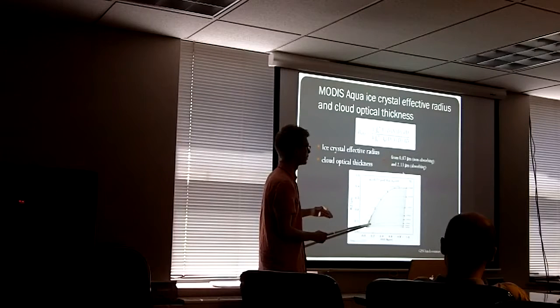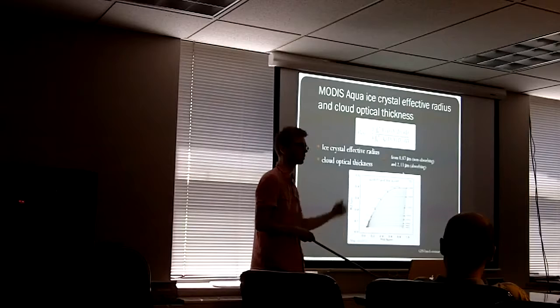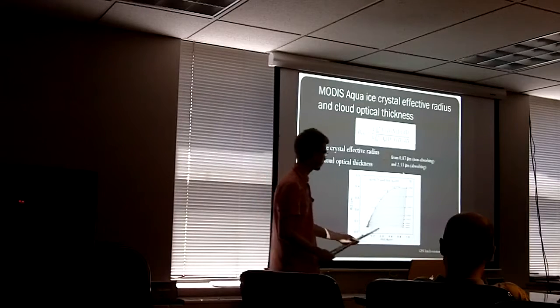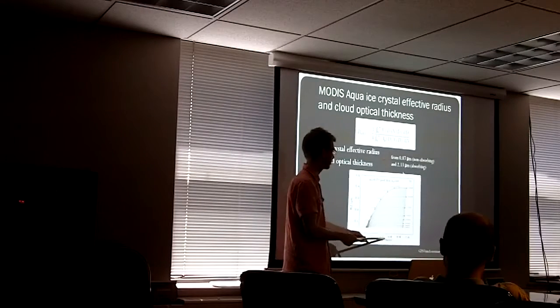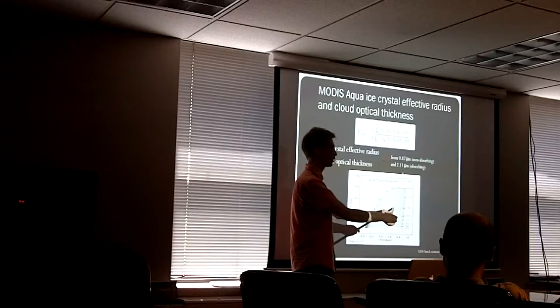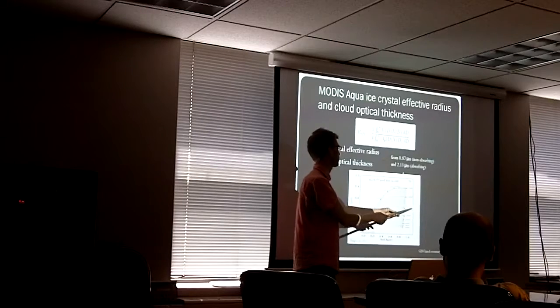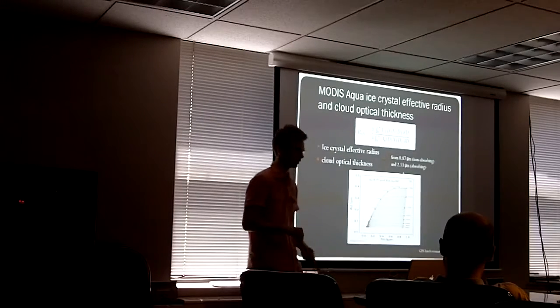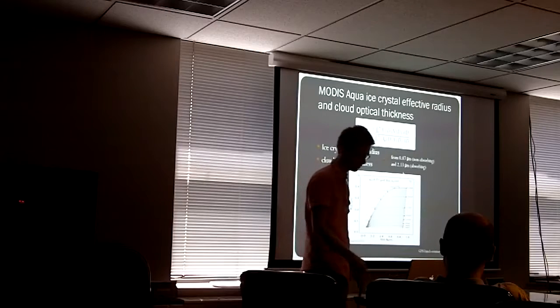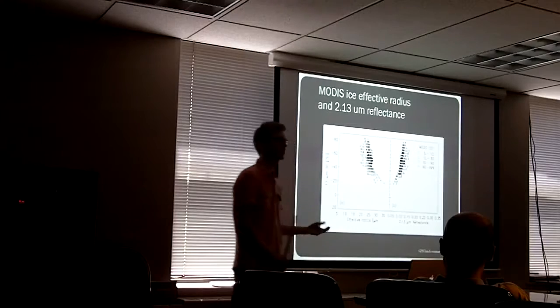Due to the absorption, this channel is mainly sensitive to the size, and this channel is mainly sensitive to the optical thickness. So if your measurement has a certain combination of reflectance in this channel and this channel, you end up at a point in this figure, and you can basically read off your effective radius and your optical thickness. So this is quickly how these retrievals work. So you jump straight through to the retrievals.